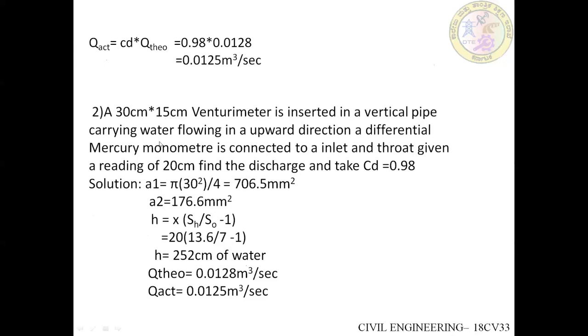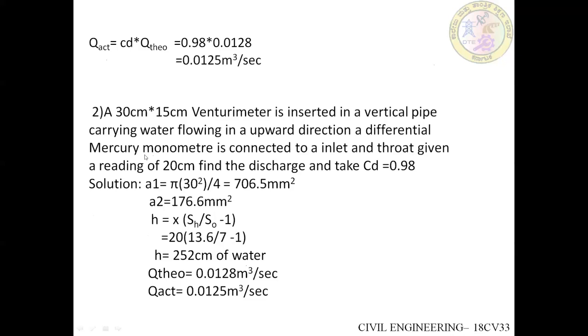In some problems they will not give the diameter of the throat section. In that case, you have to take the throat dia as exactly half the value of section 1. Whatever D1 value is given, D1 divided by 2 gives the D2 value, that is the throat dia.